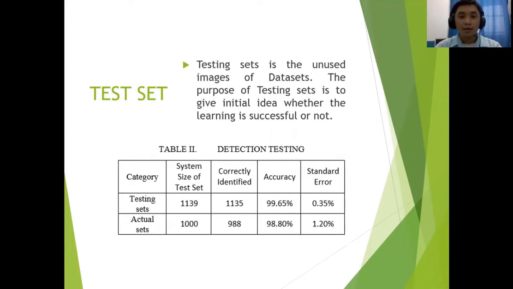So in testing sets, we have the accuracy rate of 99.65%, and the standard error is 0.35%. And for the actual test sets it is 98.80%, and the standard error is 1.20%.